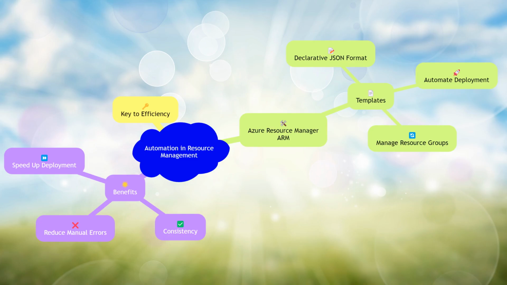Azure Resource Manager ARM templates allow you to define the infrastructure and configuration of your Azure resources in a declarative JSON format. These templates can be used to automate the deployment and management of resource groups and their resources. By using ARM templates, you can ensure consistency, reduce manual errors, and speed up the deployment process.